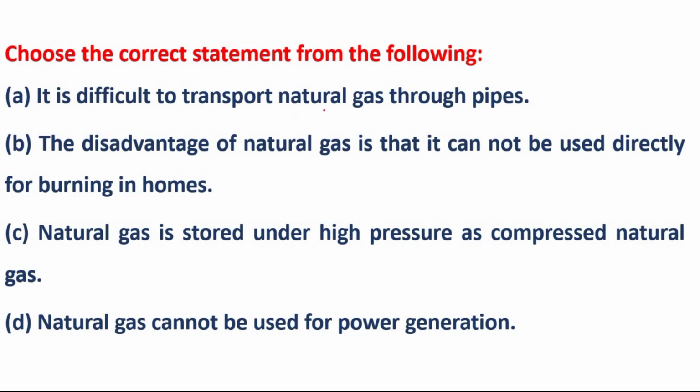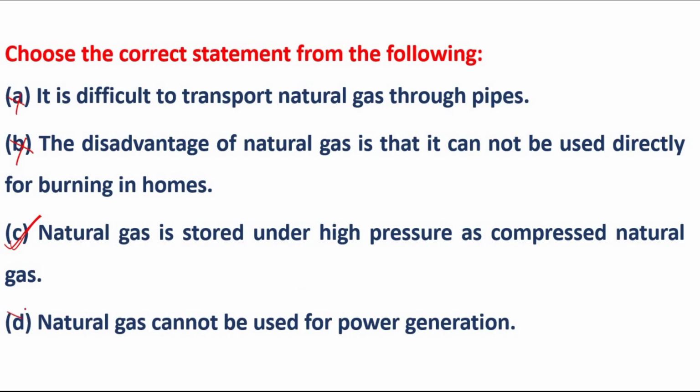Choose the correct statement from the following. We have to eliminate the incorrect statements. It is difficult to transport natural gas through pipes. It is a wrong statement. It is very easy to transport natural gas through the pipes. The disadvantage of natural gas is that it cannot be used directly for burning in homes. It is a wrong statement. It can be directly used. Natural gas is stored under high pressure as compressed natural gas. It is correct. We call it compressed natural gas, CNG.